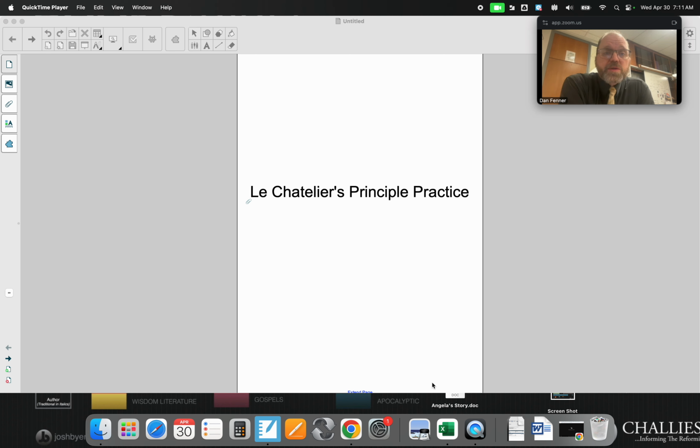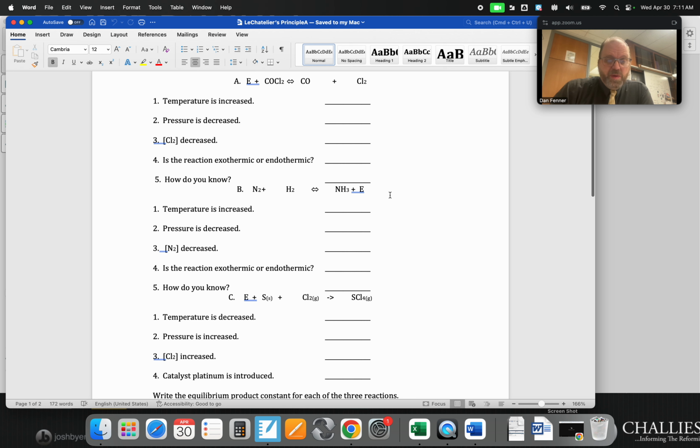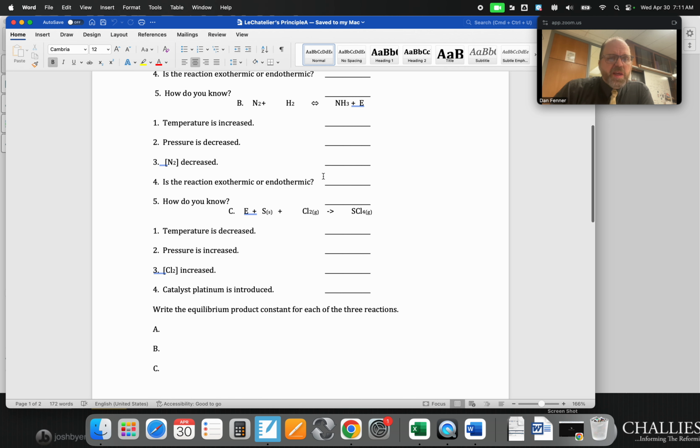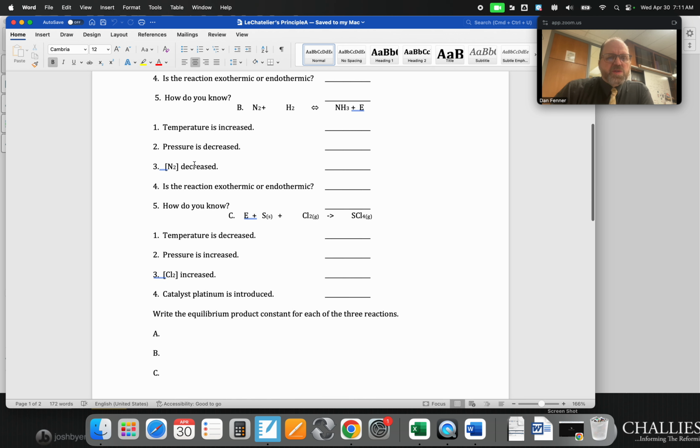Alrighty. So there we go. Got this first reaction. Make sure that if it needs balance, you do that. Remember temperature, pressure, concentration, endothermic, exothermic, and how we know. Second reaction, make sure we balance it. Same thing. And then for the last, we want to write the KEQ for each of the reactions. So for this one, and this one, make sure you write those up. Alrighty. Awesome. So check through those. Make sure you copy them down.